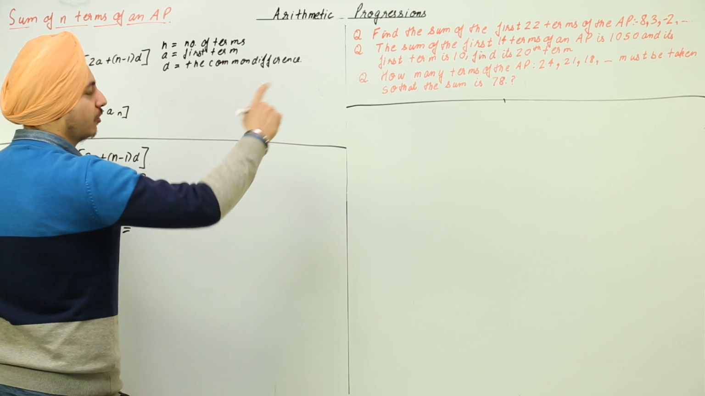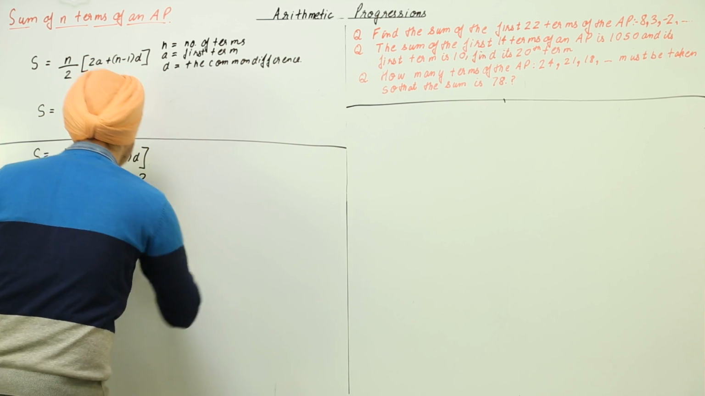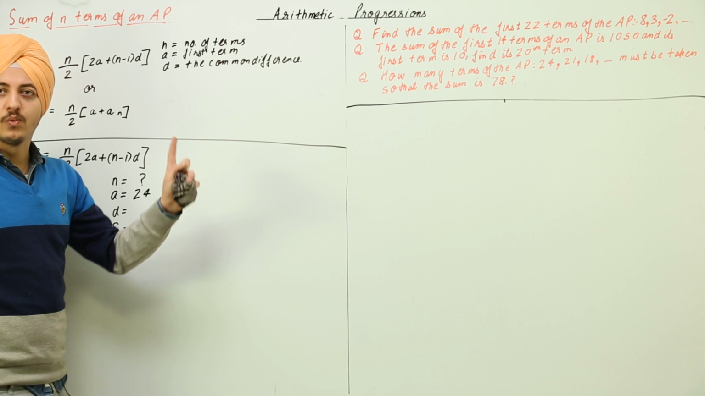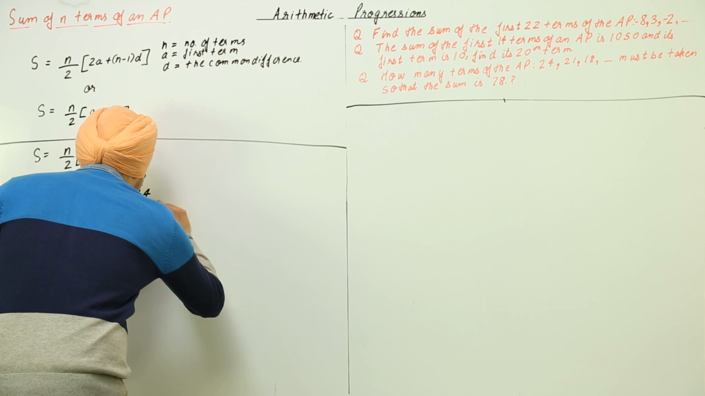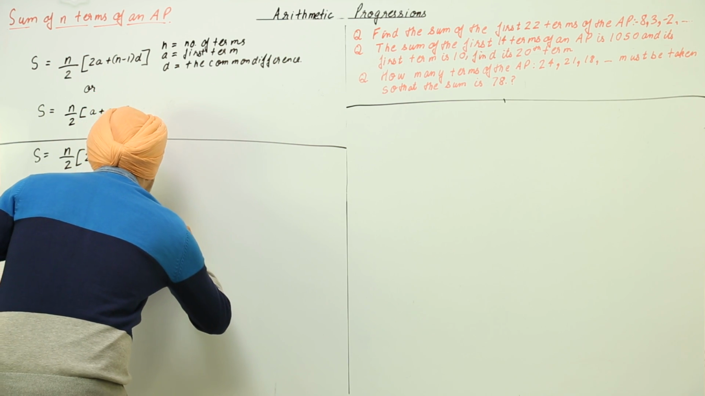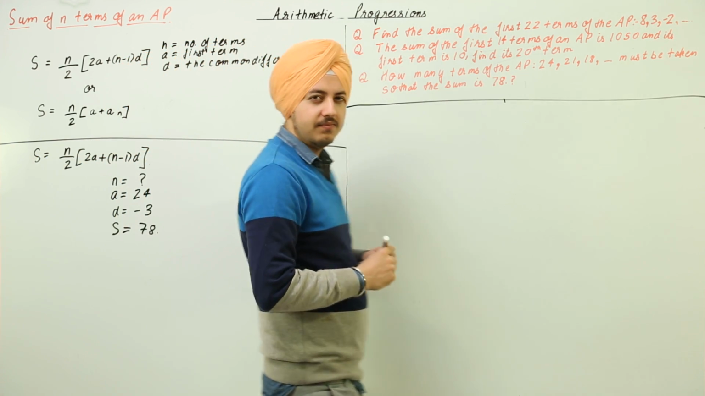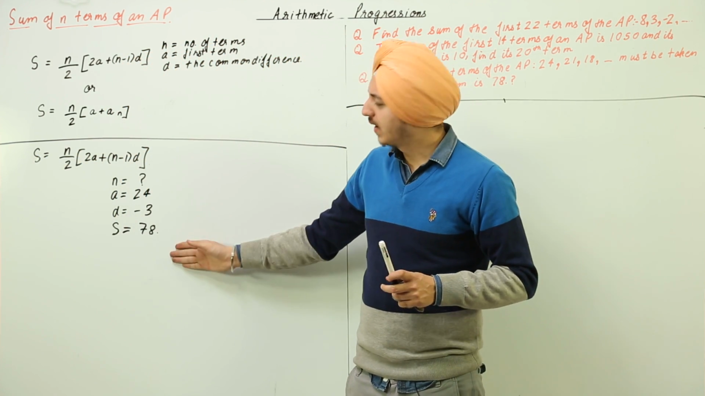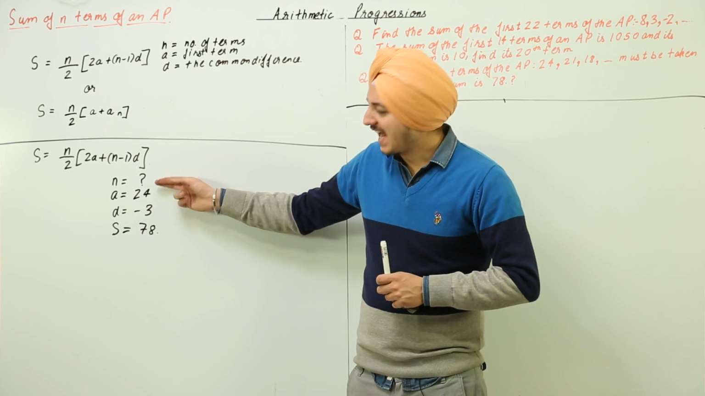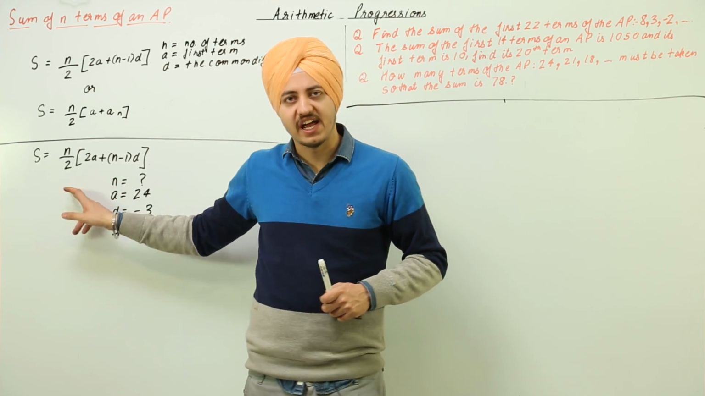A here is given to be 24, correct? D here is equal to 21 minus 24, that is equal to minus 3, and sum is equal to 78, correct? Again, if you see over here, we are given everything, just n is missing, so we have to find out the value of n for this.